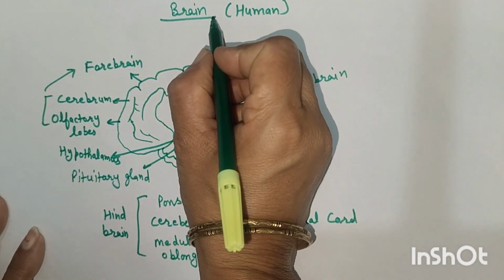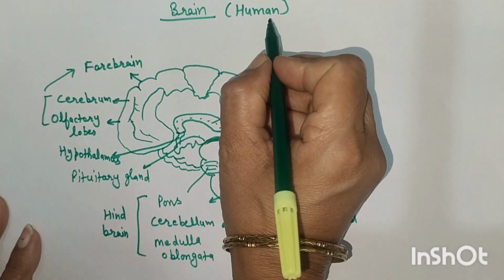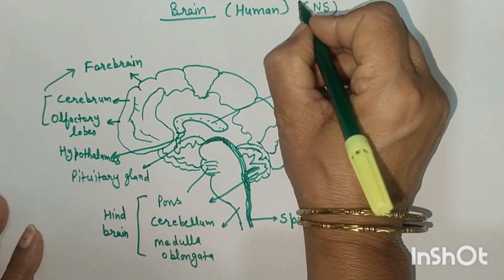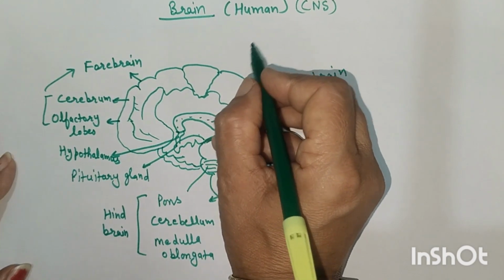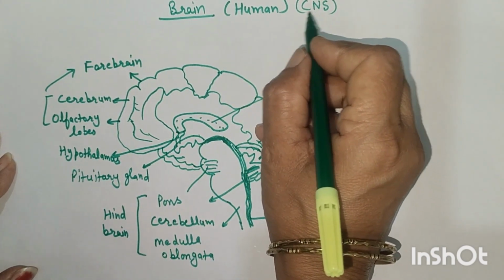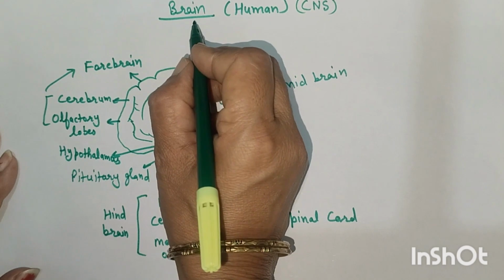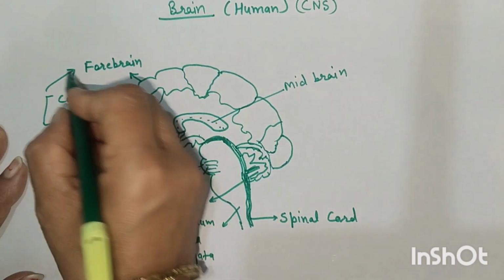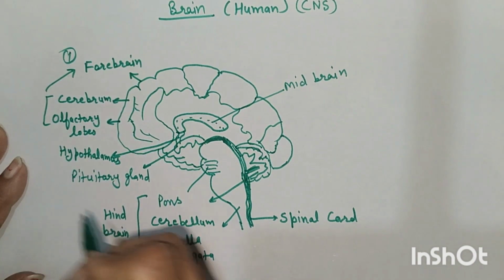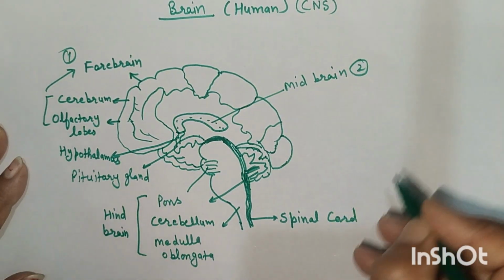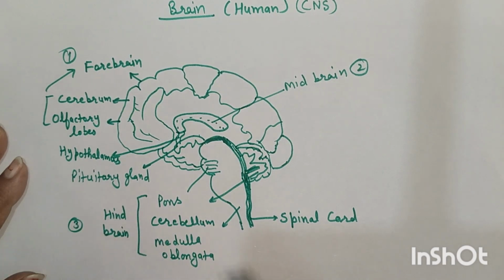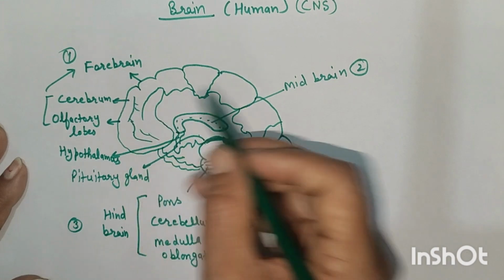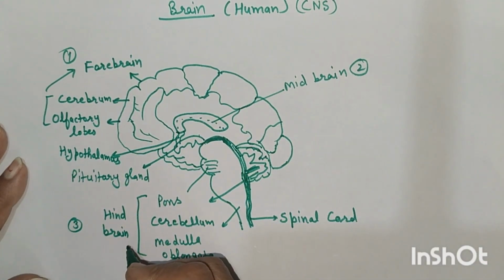Now the structure of the human brain. It is the main part of the CNS, the Central Nervous System. It is the main controlling unit of the body. It consists of three parts: forebrain, midbrain and hindbrain. These three parts form the brain.